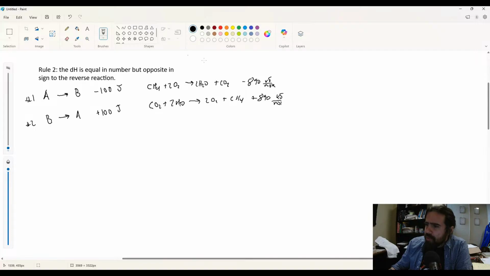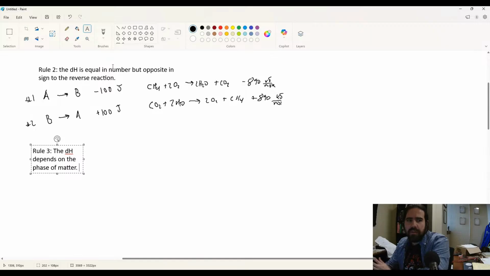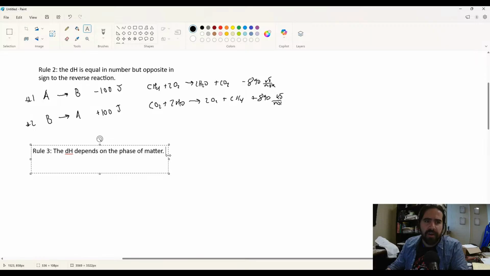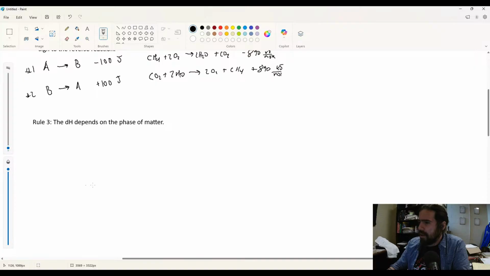Okay, the last big rule has to do with phase of matter. So rule number 3. The delta H depends on the phase of matter. What does that mean? There's a couple different things I want to talk about here with this one. One is a little bit more intuitive. The other one, you just need to get over like a conceptual hump. We'll talk about that in a second. But the delta H depends on the phase of matter. So what does that mean? That just means a couple different things.